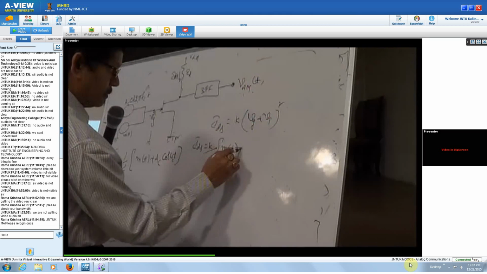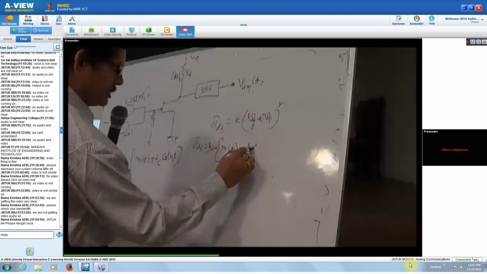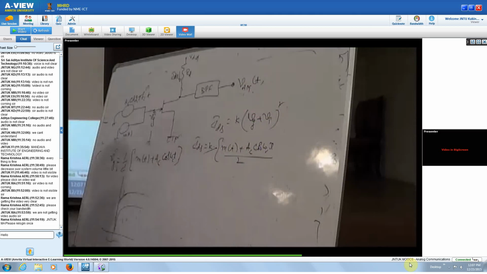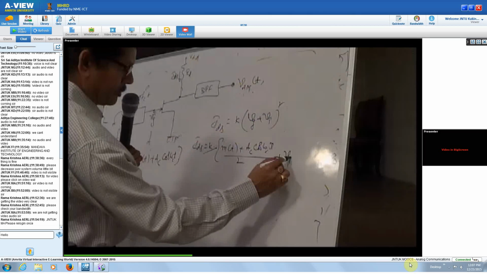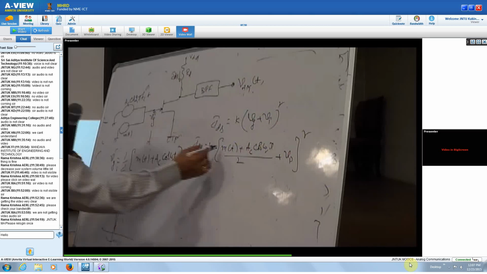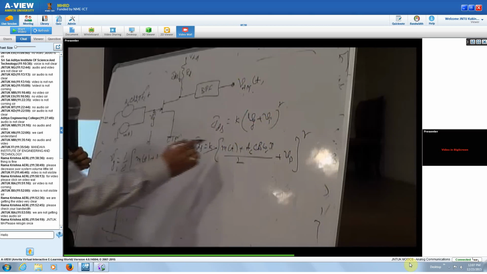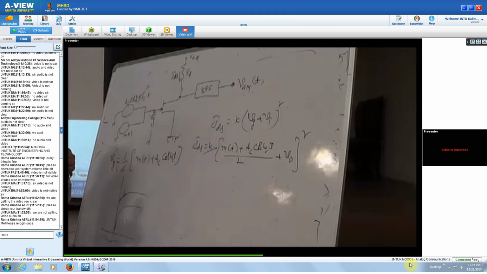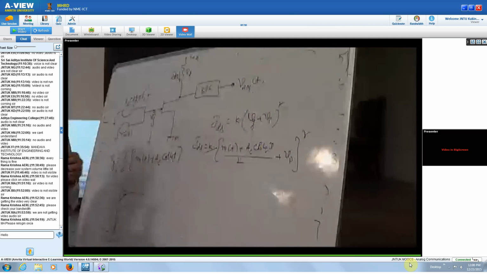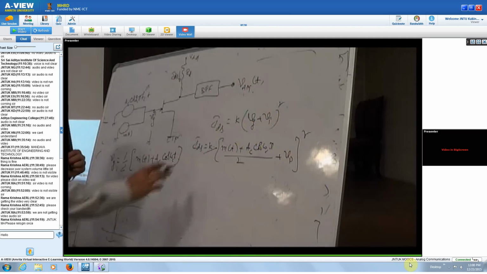M of t plus AC cos omega ct by 2 plus Vp, so we are going to get M of t plus AC cos omega ct by 2 and square of this, and other terms that we are going to have. Okay, so M of t plus AC cos omega ct is what we want as the output.